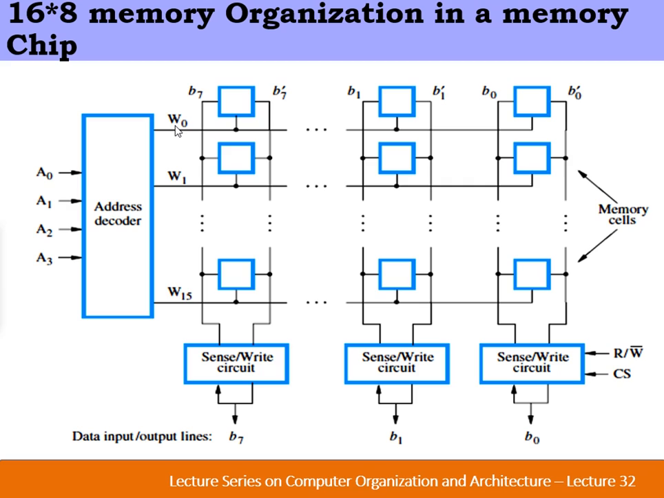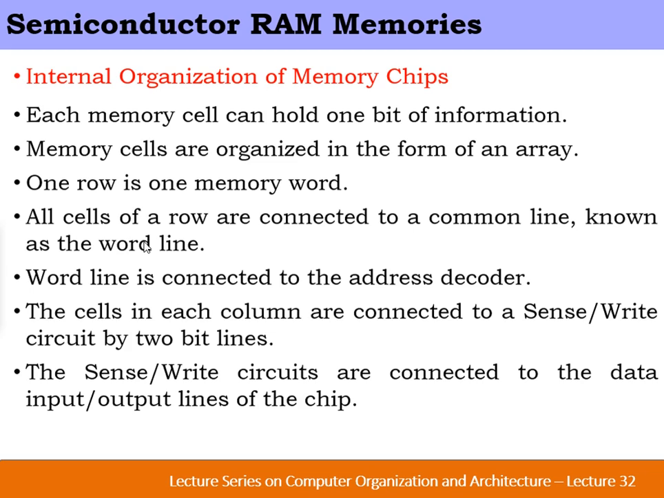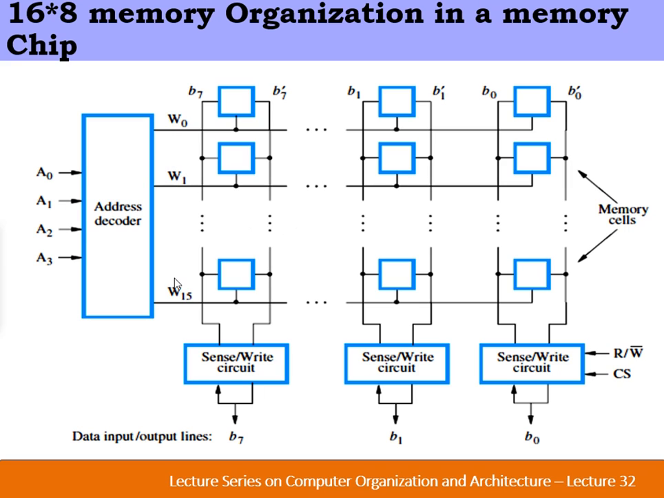So totally we have 16 memory locations, that is what the first parameter says, and the second parameter gives the information regarding how many bits can be stored in every location, or what will be the total number of data bits that can be accessed. So here the number of lines is 16, which is denoted as W0, W1 up to W15. So the memory cells are organized in the form of an array, one row being one memory word. All these rows are connected to a common line called the word line. So now these are the word lines.